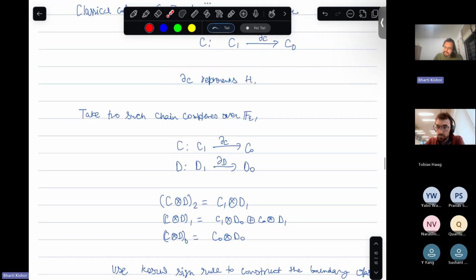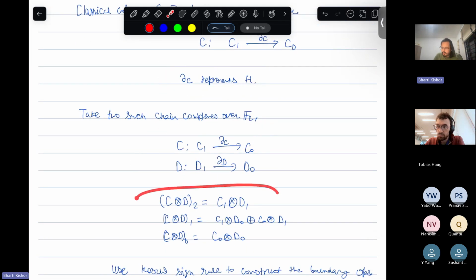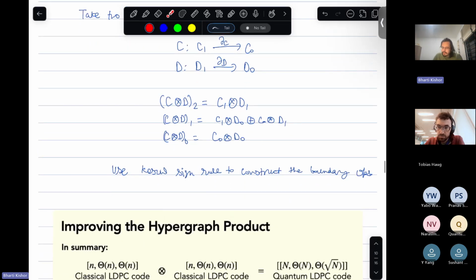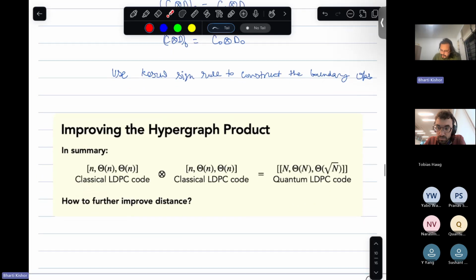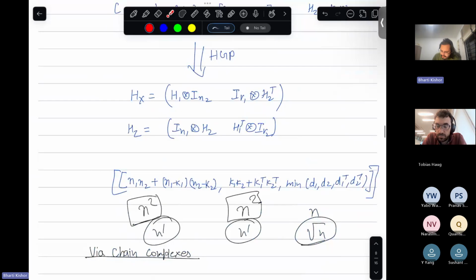And what you do is that you take two such chain complexes, and from that you build the tensor product chain complex. And you use the Cauchy sign rule to construct the boundary operators, which give you the appropriate parity check matrices. Okay. So that's why you have this kind of structure, like H tensor identity tensor H, and so on.